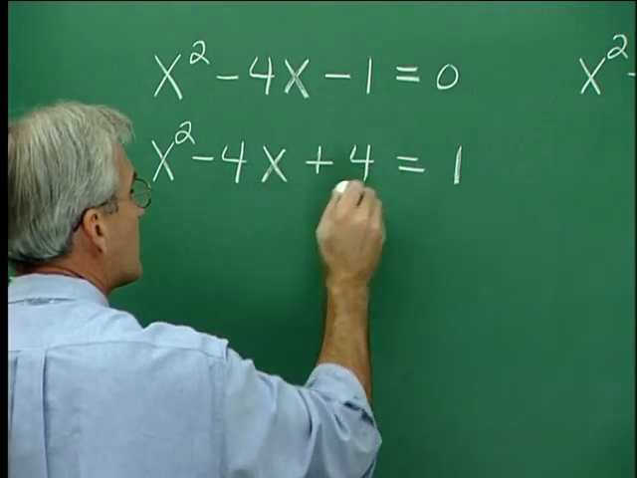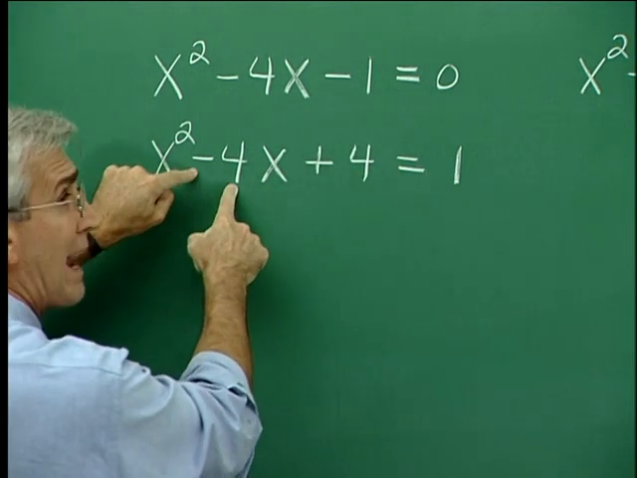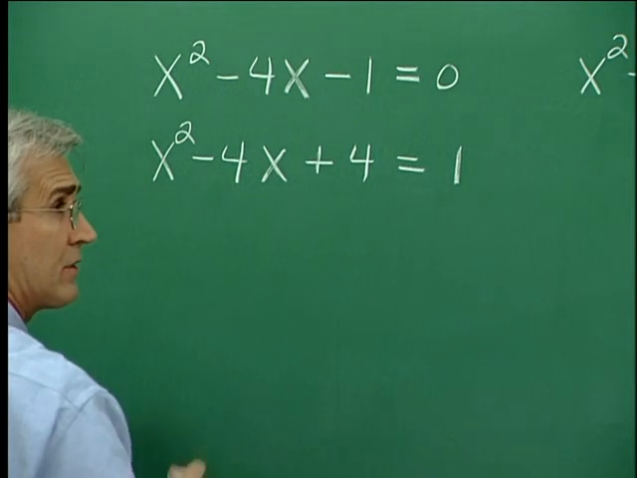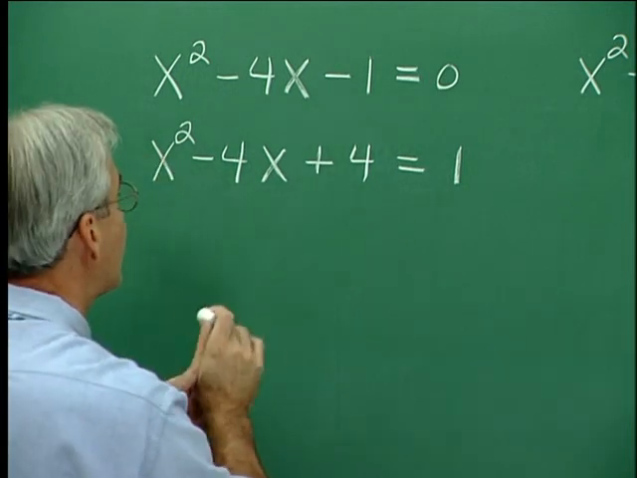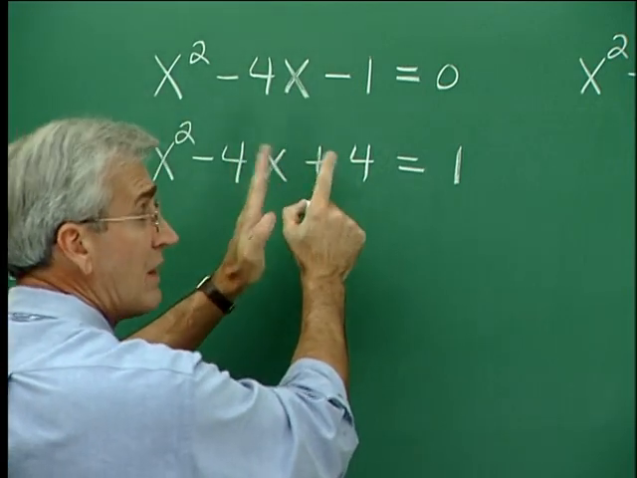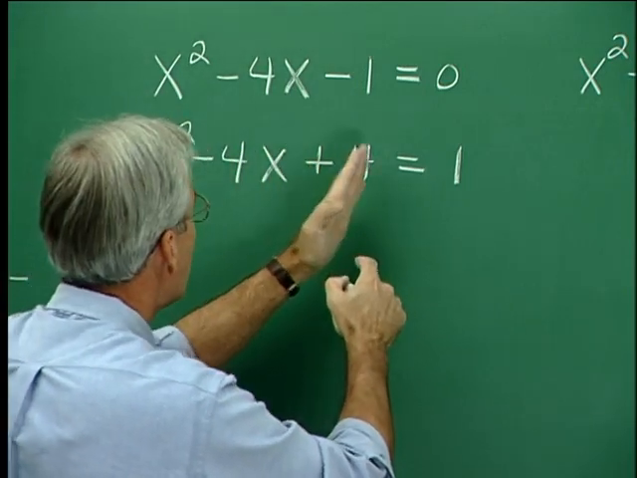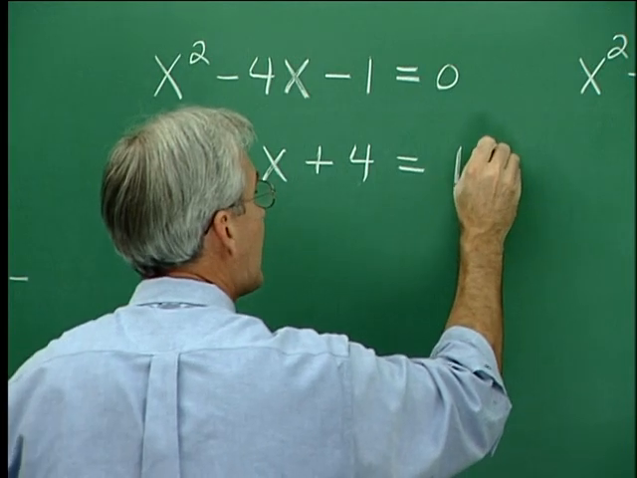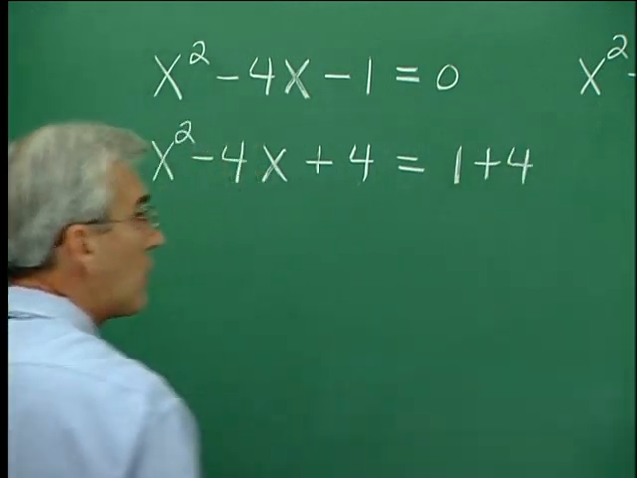Now whether you think of this as taking half of -4 or half of 4, it doesn't make any difference because when you square it's going to be positive anyway. So we have this. Now adding 4 on this side, however, means that we need to add 4 over here to maintain the balance in the equation.